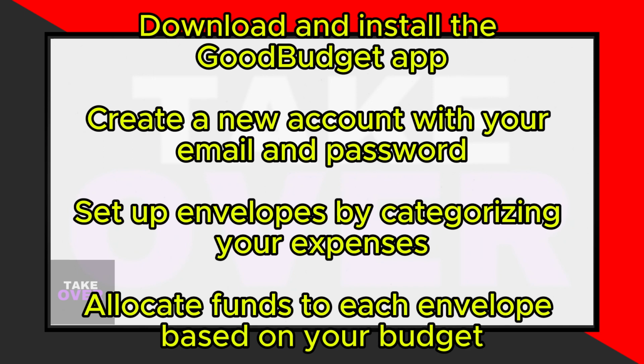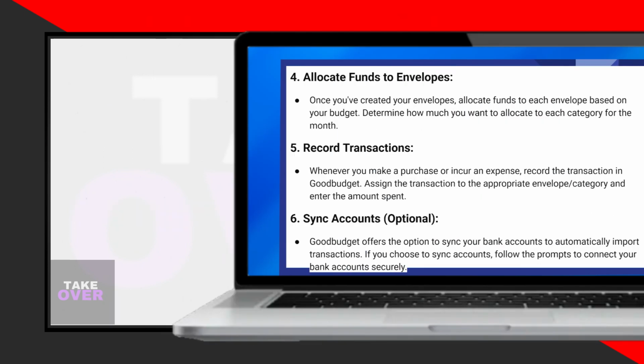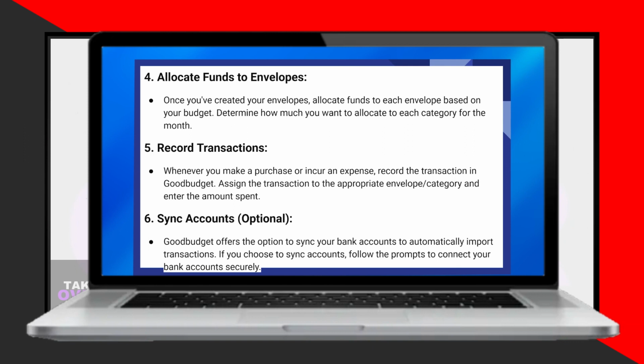Once your account is set up, you can start creating envelopes by categorizing your expenses. Allocate funds to each envelope according to your budgeted amounts for different categories. Whenever you make a purchase or incur an expense, record the transaction in the app and assign it to the appropriate envelope, entering the amount spent.